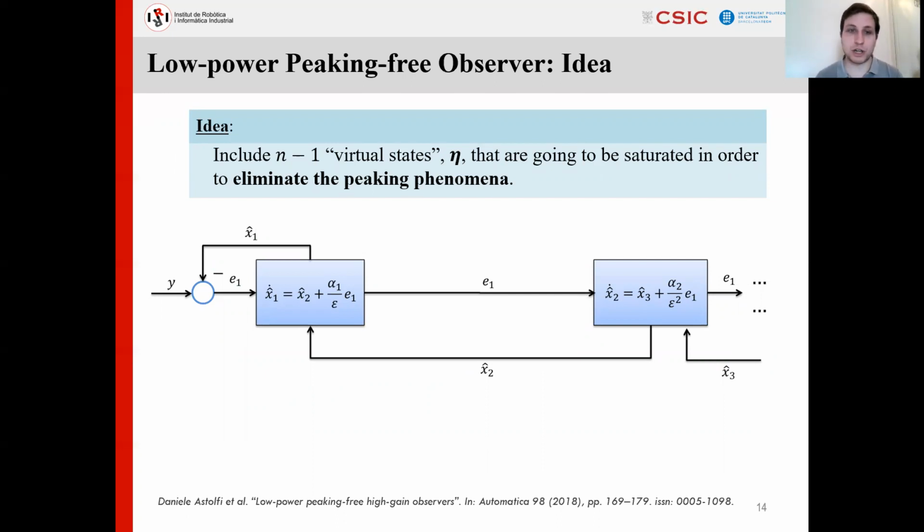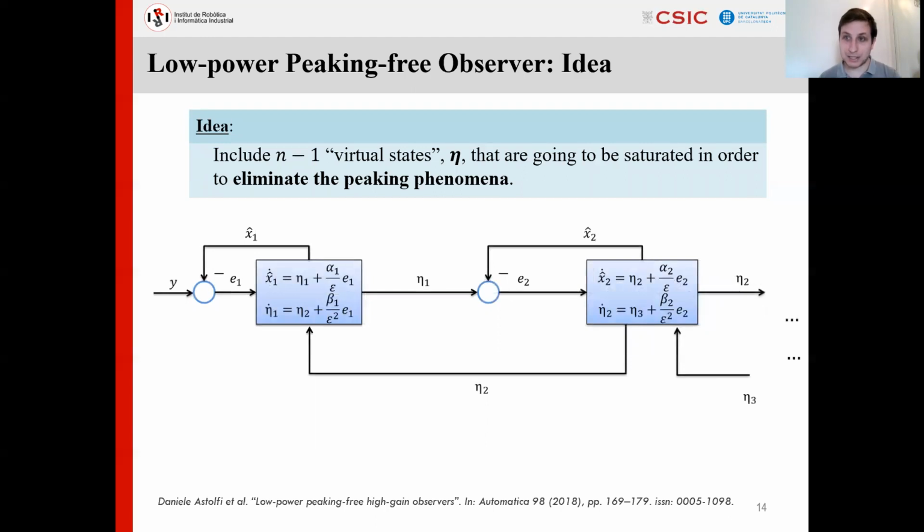So to understand the idea of this observer, here I have written the structure of a standard high-gain observer. That is just this interconnection of blocks where x1 hat is an estimation of the first state, x2 hat is an estimation of the second state, and so on. So the first step in this observer is to duplicate the number of states in the observer. So now, not only do we have the x1 hat, x2 hat, x3 hat states, we now have some virtual states, eta 1, eta 2, eta 3, and so on, that are just a duplicate. So eta 1 also estimates x2, the second state, eta 2 also estimates the third state, and so on.